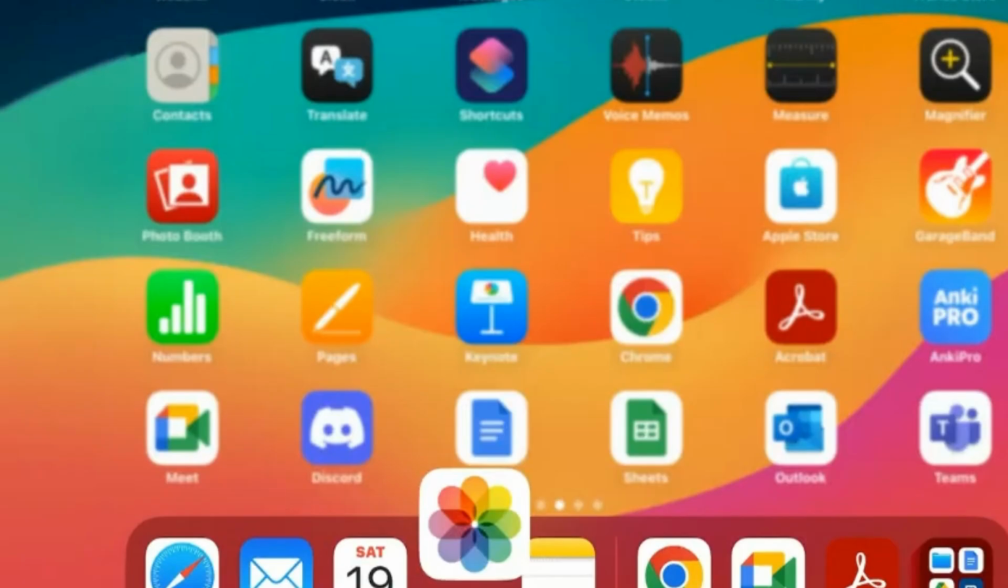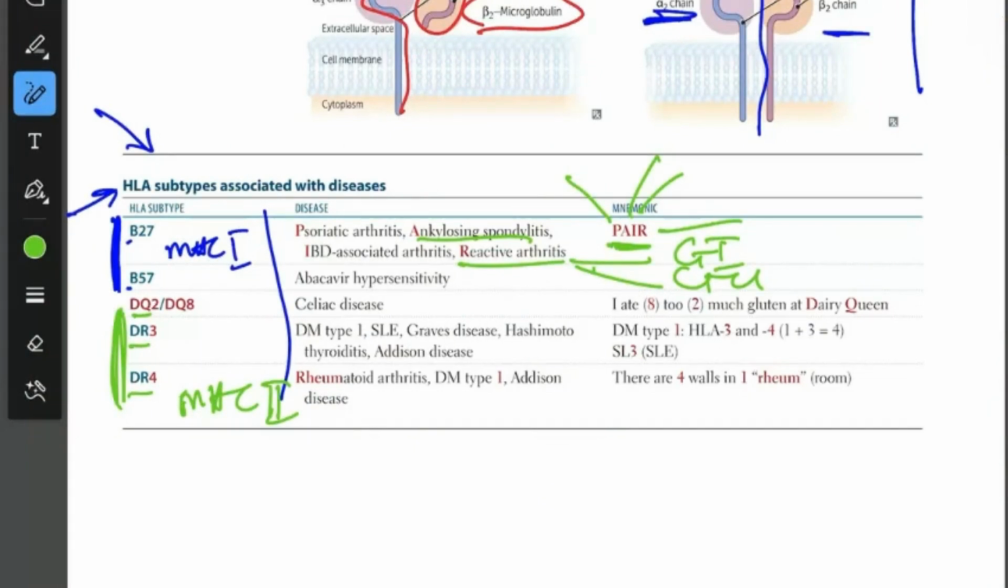Okay, so moving on to the next one, that's abacavir. Abacavir is an antiretroviral agent. So you have a history of a patient who has retroviral disease and is now started on a new antiretroviral drug, and then he comes down with a severe skin rash, right? So you think of abacavir and know that it's associated with HLA-B57. Very important to remember there.